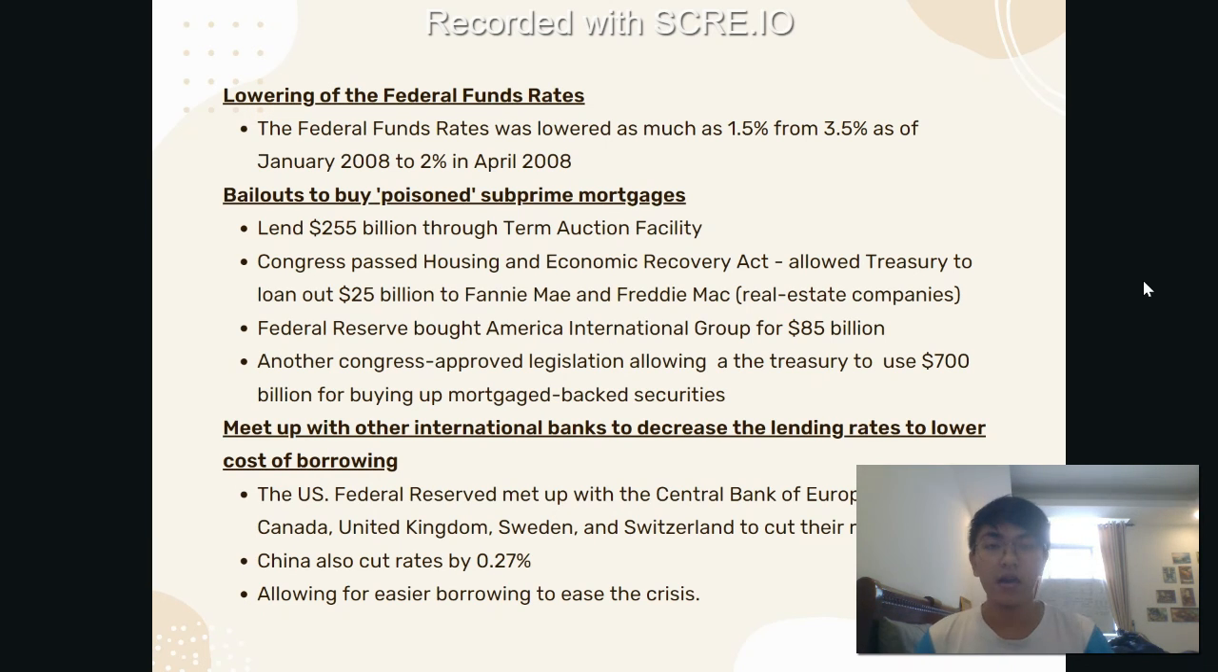securities. Finally, in around late 2008, so around October, US Federal Reserve met up with other banks such as the Central Bank of European Union, the Canadian Bank, United Kingdom, Sweden, and Switzerland. And they met up and agreed to cut their rates by 0.5%. China was not a part of this, but they also cut back 0.27% as they saw that there was an economic global downturn. All of these factors meant that banks were able to borrow in times of crisis more easily, and it helped ease up the pain, you can say.